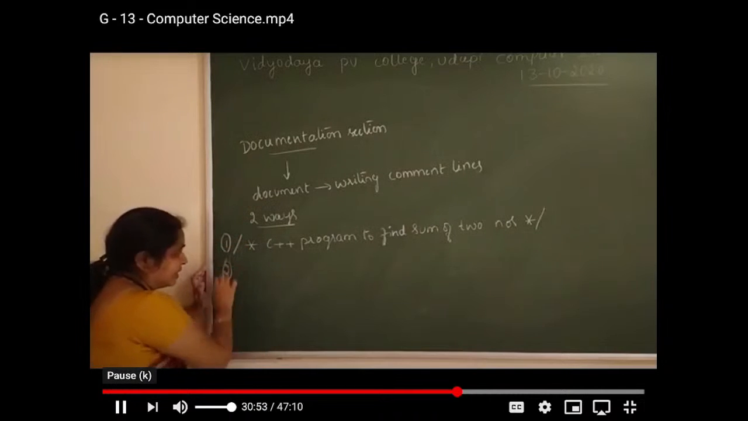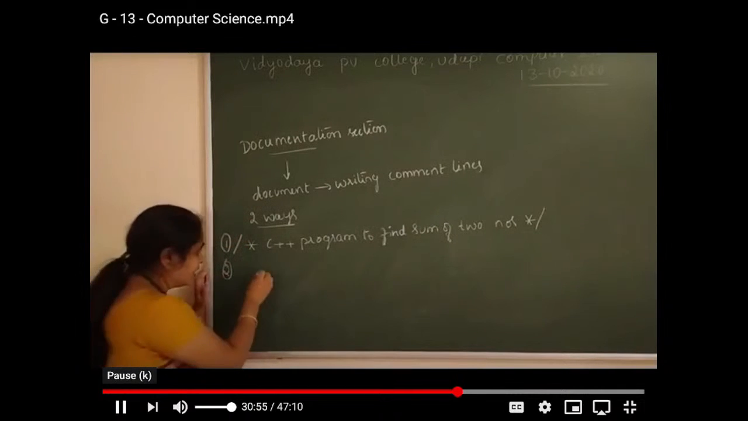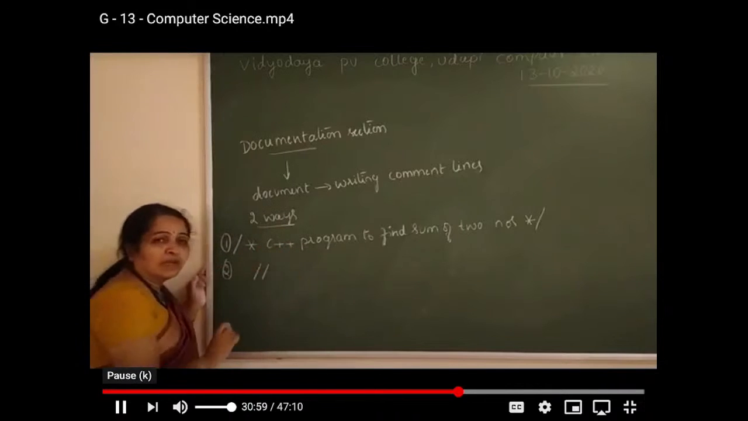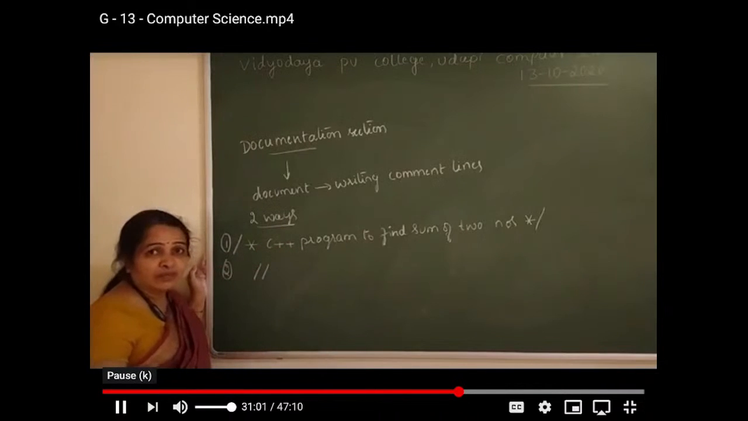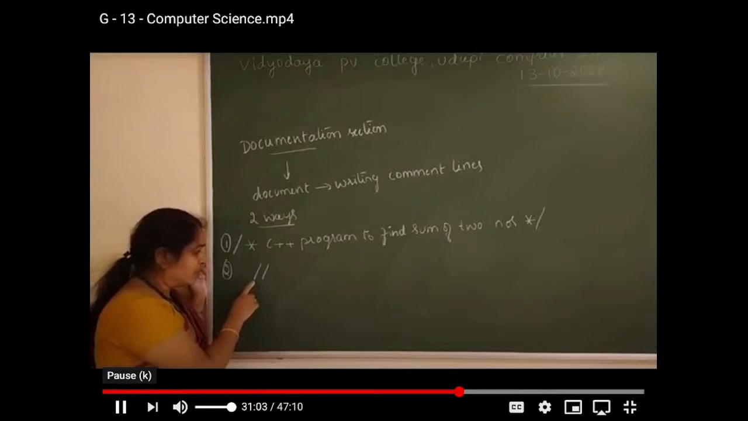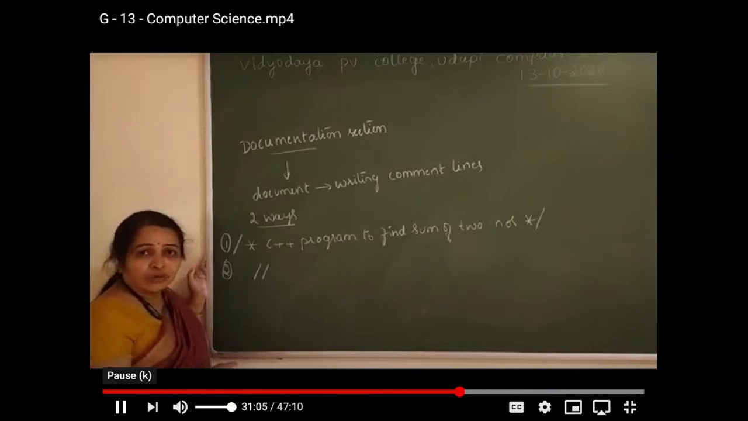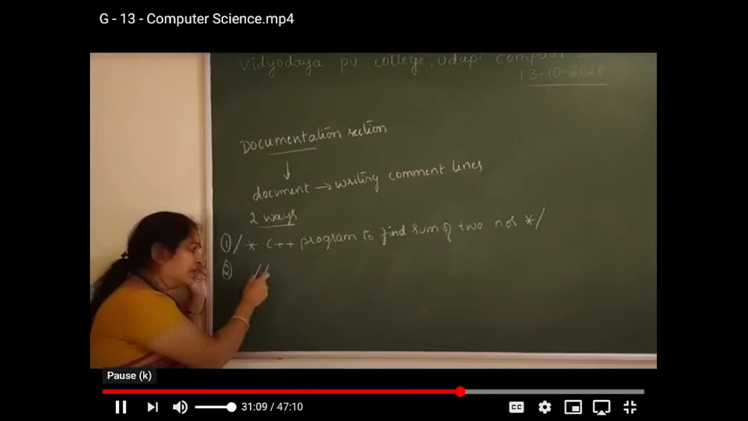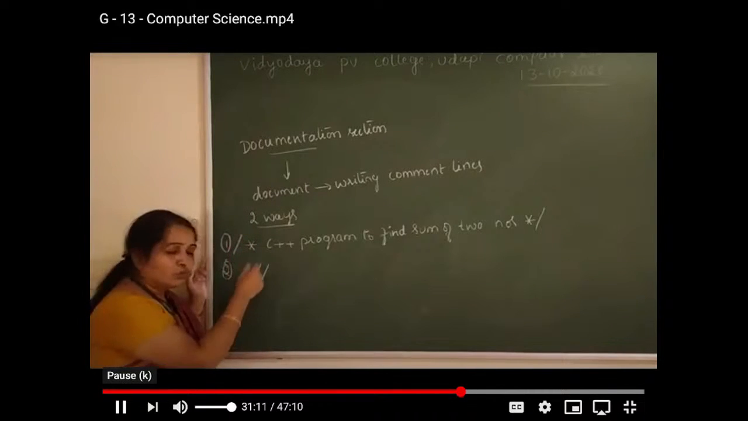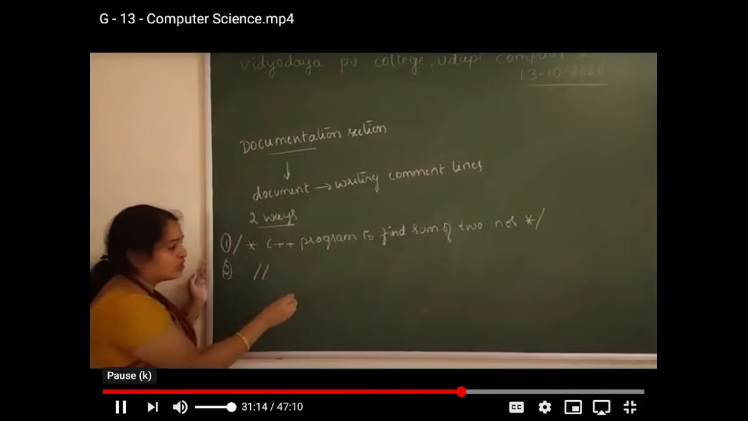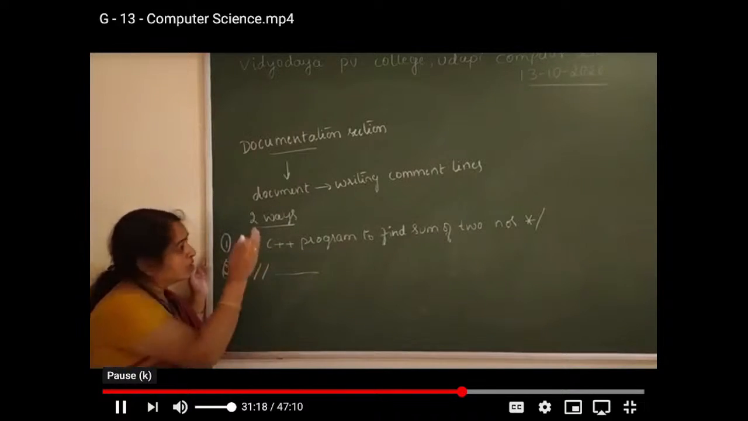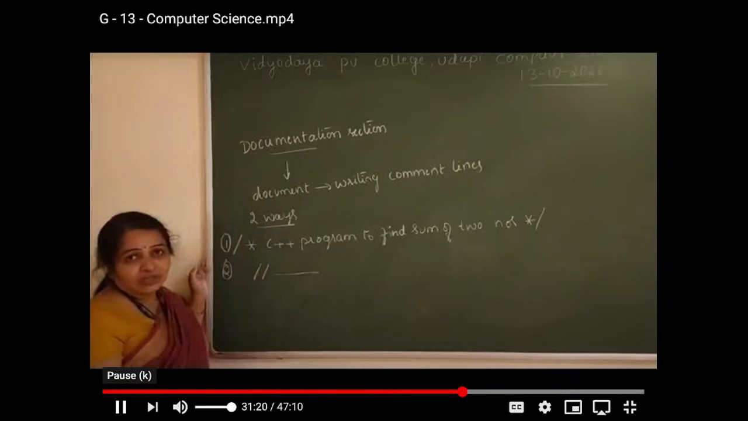The second method of writing the documentation is single line documentation. This is multiple lines, more than one line also can be there. Single line documentation means 2 slashes you have to write. If it is a small comment, in that case you write 2 slashes, and whatever you have to write, you write like this. Okay? This is the documentation section.